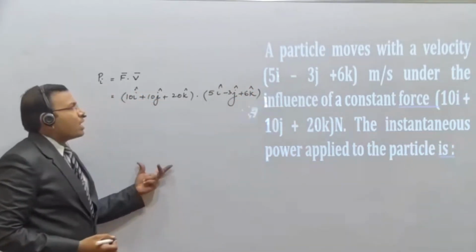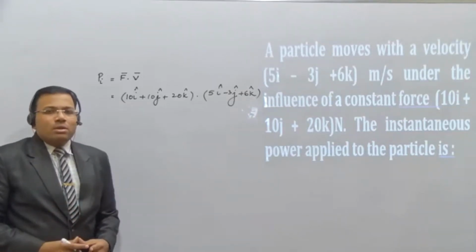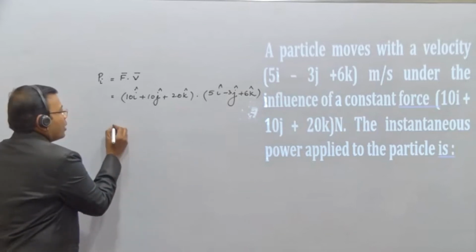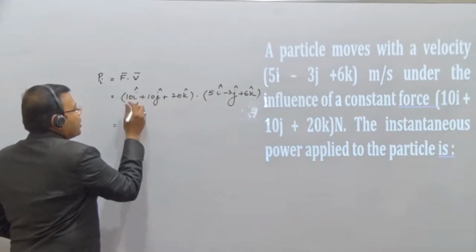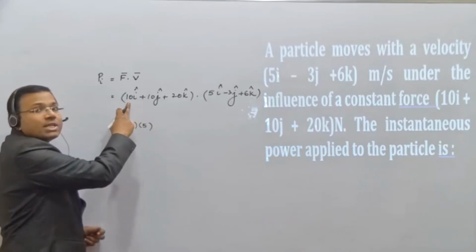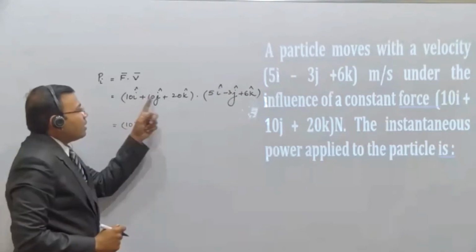So we have to calculate just the power, meaning we have to calculate the dot product for this. For the dot product, we just have to multiply the coefficients of i. So it is 10 into 5. Here the coefficient of i is 10 and here it is 5.